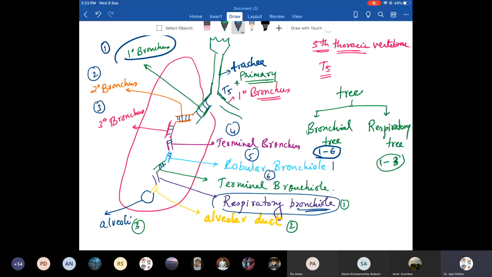Done? 1 to 6 forms the bronchial tree. They have cartilaginous rings. 1 to 3 here, 1, 2, and 3, these are respiratory, which do not have what? Which do not have cartilaginous rings. Or you can write down A, B, C if it's confusing. A, B, and C. A to C. Any doubts? Everybody go through it and let me know if you have any doubts with this slide.